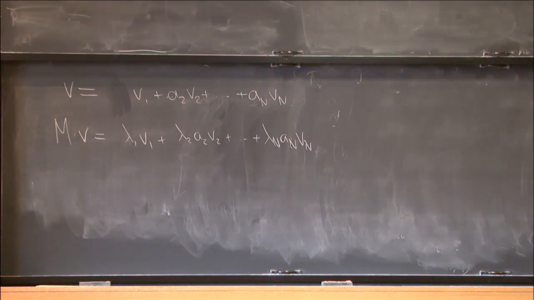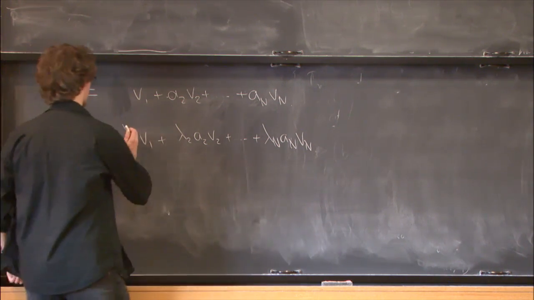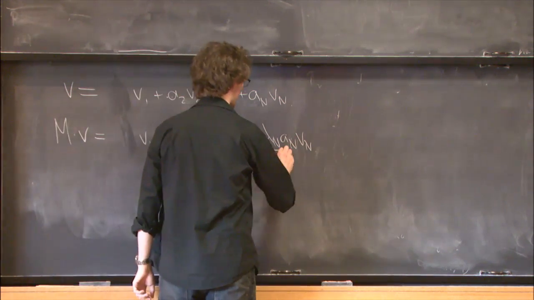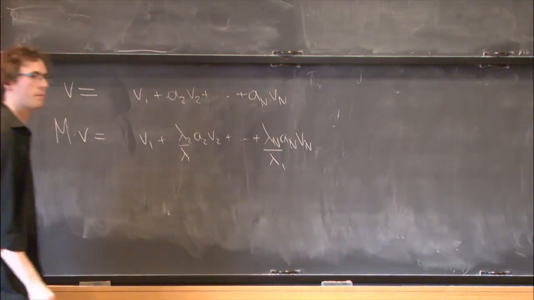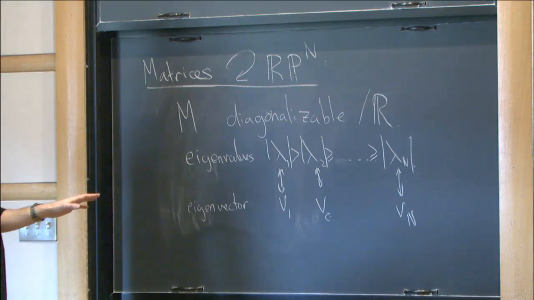And again, let me try and keep my notation consistent. I really don't like the fact that I've got this lambda 1 sitting at the front here, so let's get rid of that by dividing through. So this goes down here and down here. OK, so this is what happens if you do a single application of your matrix M.